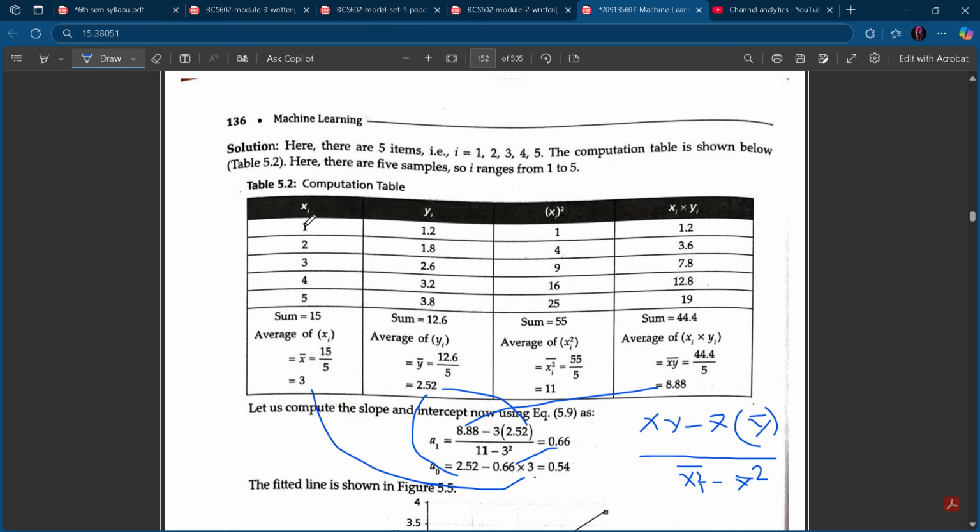Once you find all the values, here 1 to 5, x square, x into y, you have to add all of this and divide by 5, and add all of y and divide by 5, because there are 5 instances, right? Add all, divide by 5. So that will now be x bar, y bar, xi square bar, and xy bar.